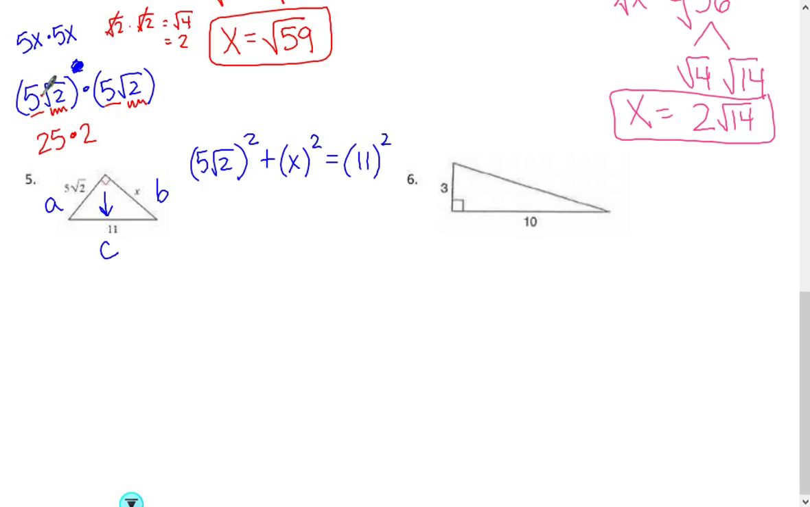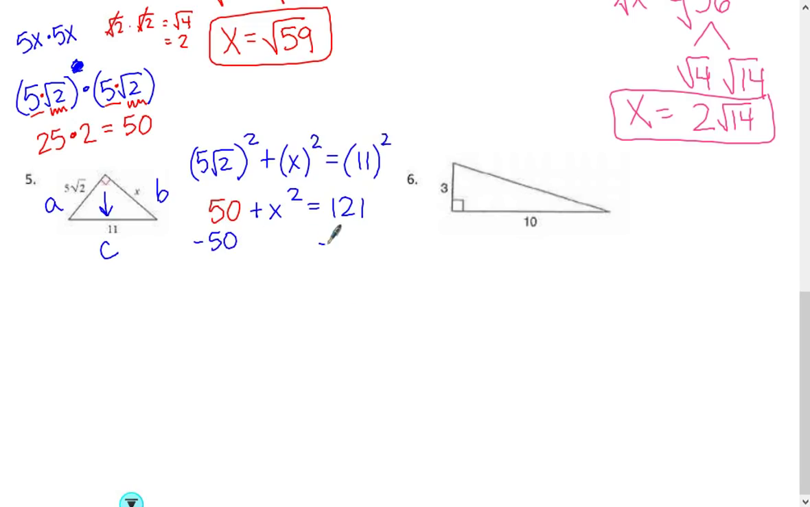All right, because this is saying 5 times the square root of 2. So this becomes 5 times 5, which is regular 25. Root 2 times root 2 is regular 2. And then we end up doing 25 times 2, which is 50. So this whole thing just becomes straight up 50 plus x squared equals 121. All right, so again, if you need help on that piece, come and see me.